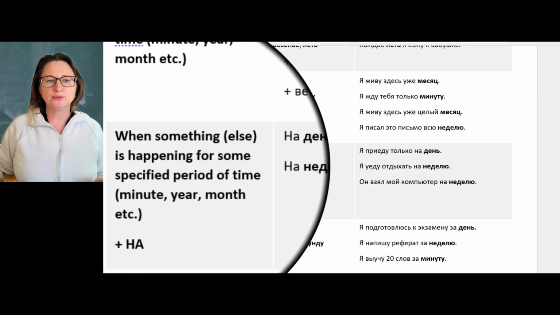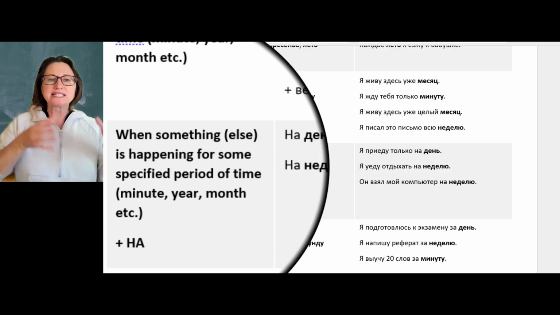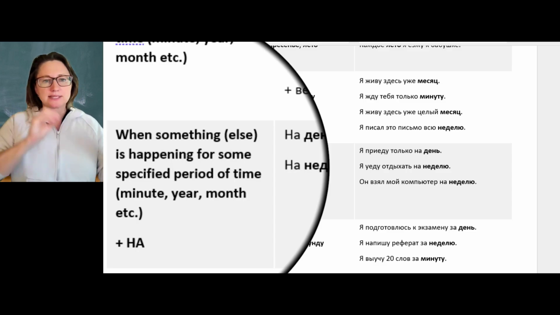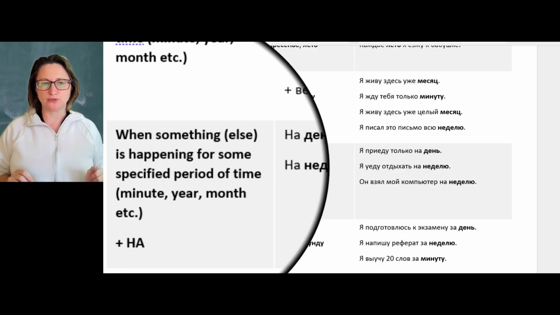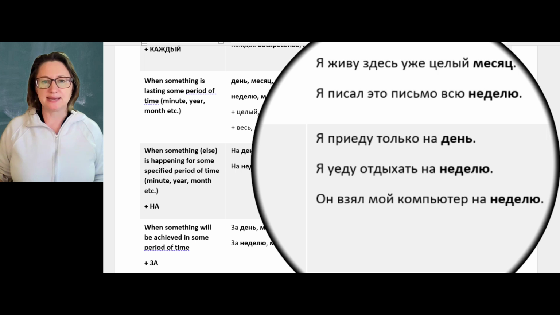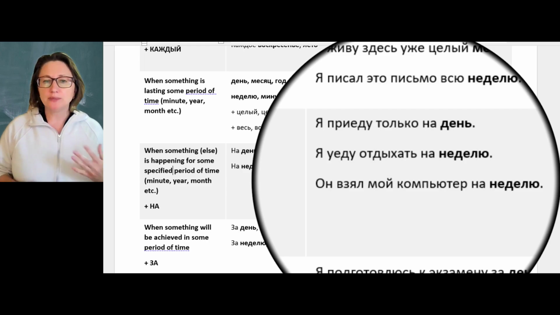And now let's compare it with the next one. When something else is happening for some specified period of time, we use на plus accusative. Let's take a look at the examples. Я приеду только на день. I'll come for a day. Я уеду отдыхать на неделю. I'll go on vacation for a week. Он взял мой компьютер на неделю. He took my computer for a week.